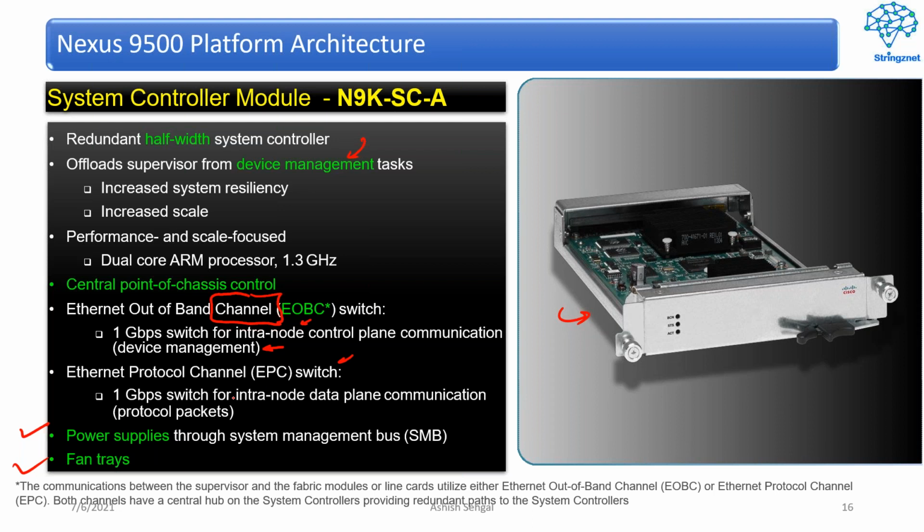Ethernet protocol channel switch, 1 Gbps switch for intra-node data plane communication of protocol packets. That is the information which it needs to send. Of course, we give a command show environment. So when we execute show environment, who provides this information? This information is captured by the supervisor engine from the system controller. So this requires the basic control plane and data plane communication between the system controller and the chassis.